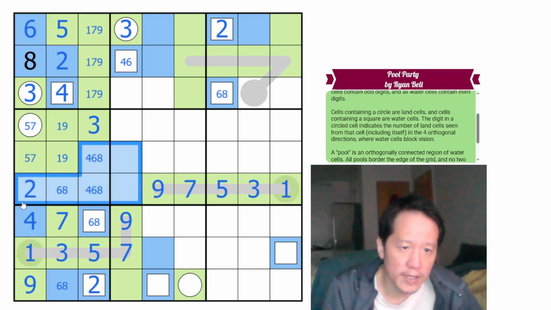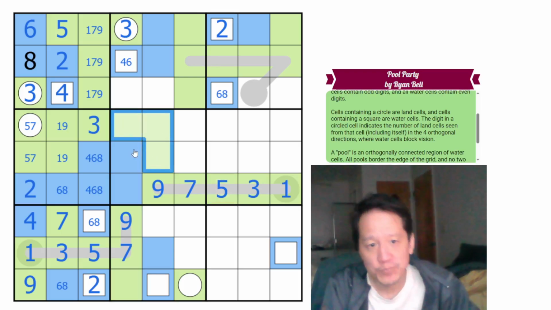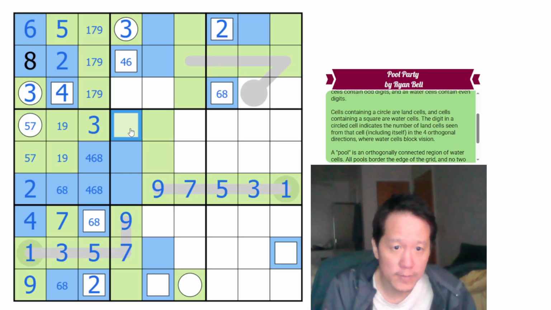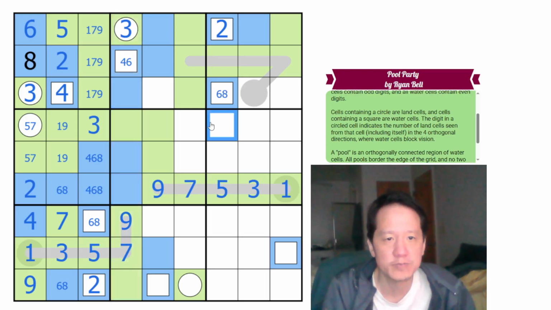This is already 8, so therefore it cannot extend anymore. Therefore, and it cannot touch any other pool, so these are all land cells. Well, we have 3 land cells here. Sorry, we have 5 land cells in column 4, which eliminates land cells from the rest of the column, so this must be an island.